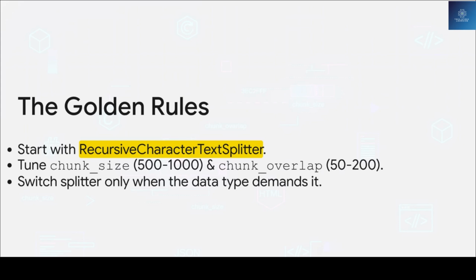Look, if you walk away with just one thing from all this, let it be these 3 golden rules. Rule number 1, always start with recursive character text splitter. Rule 2, a great starting point for tuning is a chunk size around 1,000 and an overlap around 200. Play with those numbers based on your results. And rule 3, only grab one of those specialized splitters when you're dealing with a specific data type, like code or Markdown, that really needs it.